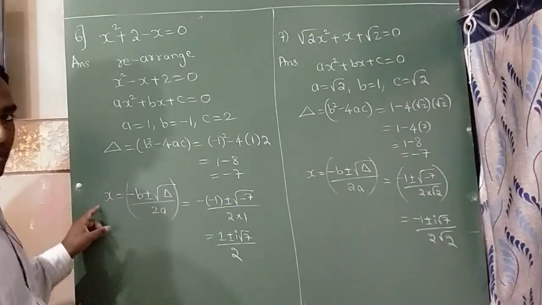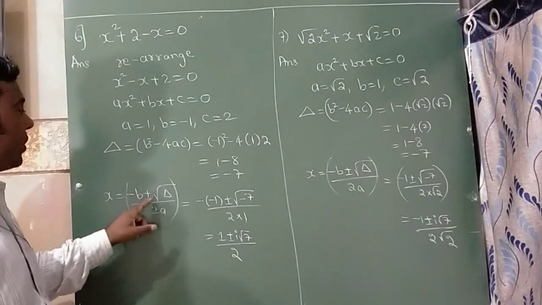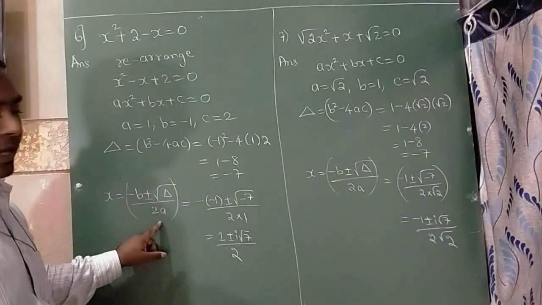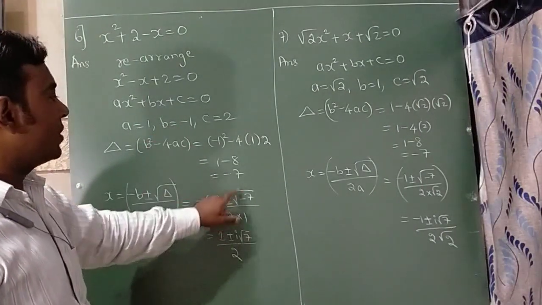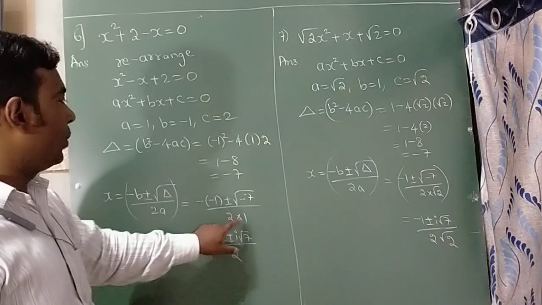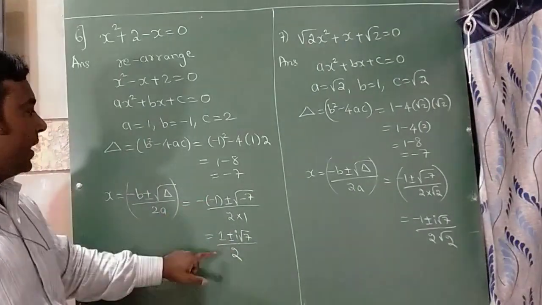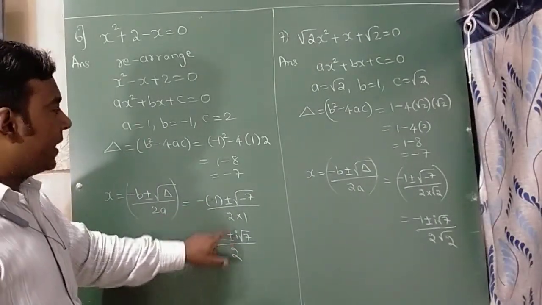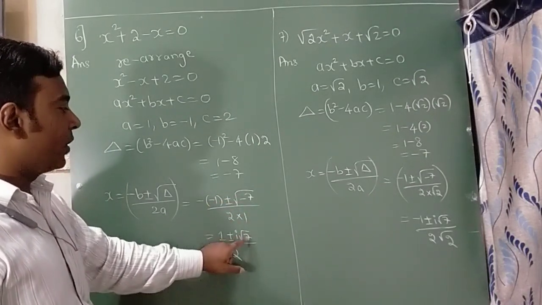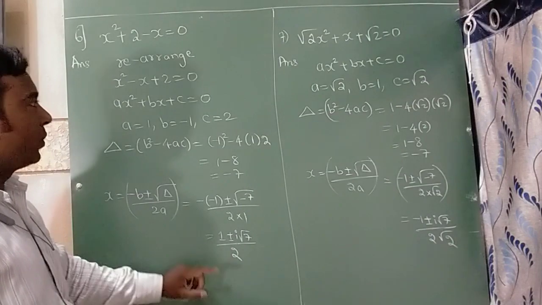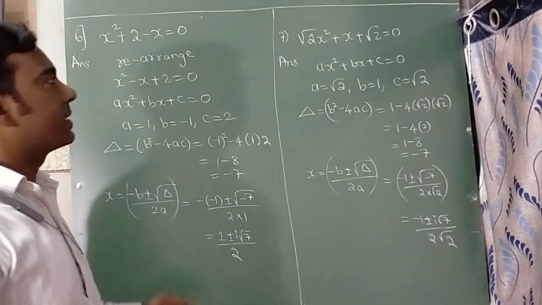Fine. Now the actual formula is x is equal to minus b plus or minus square root of delta divided by 2a is equal to minus b value, minus 1, plus or minus square root of minus 7 divided by 2 into a value is 1. Minus into minus is plus 1 plus or minus, I have told you I is a square root of minus 1. So I square root of 7 divided by 2. So this completes your sixth answer.